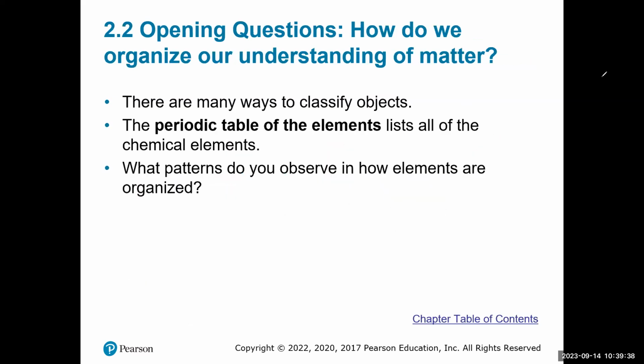Now, how do we organize matter? The periodic table lists all of the elements. The person who started organizing them and is given credit for the periodic table is this man. His name is Dmitri Mendeleev. So he's credited with it.